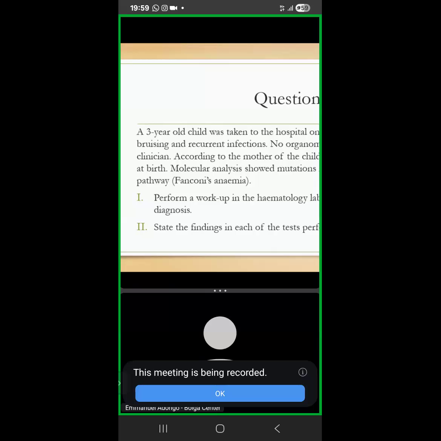So what one word would you use to describe the situation? Pancytopenia. Mr. Alote, I think we'll be expecting to see pancytopenia. I said our expectation will be pancytopenia.